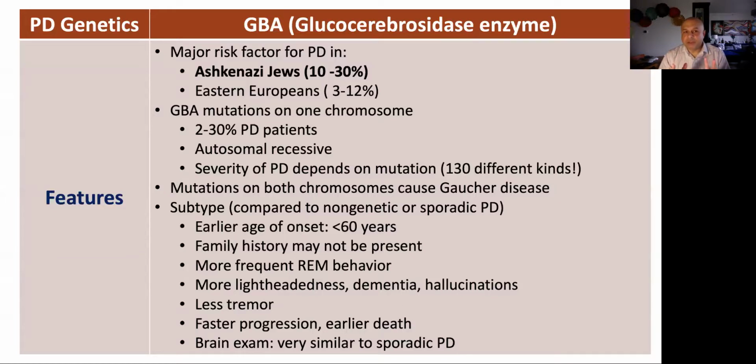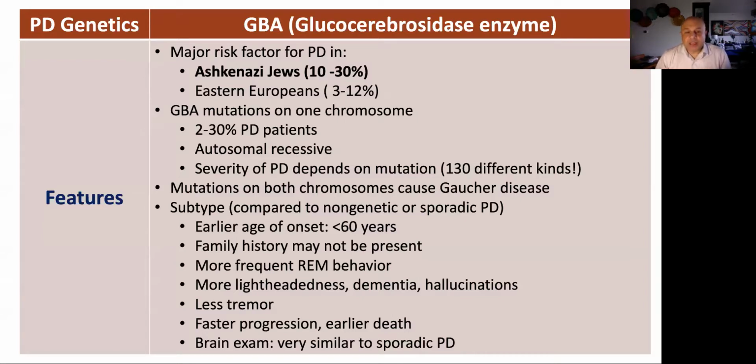Now, with GBA mutations, the inheritance is a little complex. If you have the mutation only on one chromosome, you're a carrier. You don't have the disease that 2 mutations produce. And the disease that 2 mutations produce is called Gaucher disease. That is completely different from Parkinson's disease. But people with Gaucher disease can also develop Parkinson's disease. So that's important to recognize. 2 mutations, Gaucher disease. 1 mutation, when you're a carrier, increases the risk of Parkinson's disease significantly. And the severity of the Parkinson's disease depends on the mutation, so it's not simple. There are 320 mutations, of which 130 different kinds can increase the risk for Parkinson's disease.